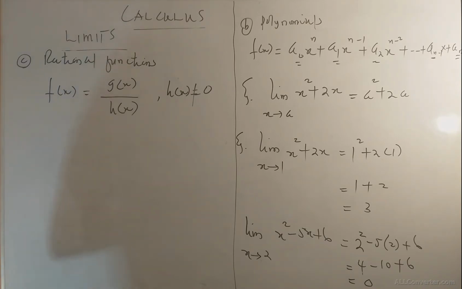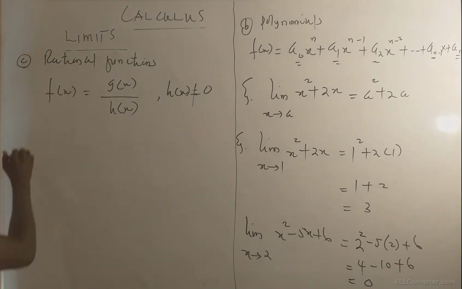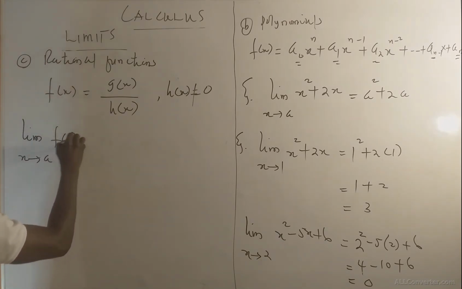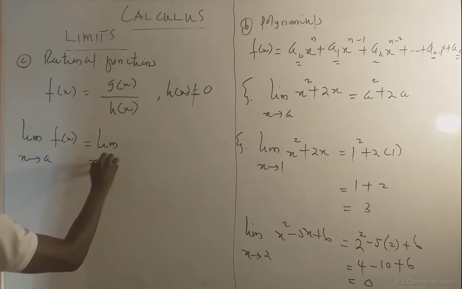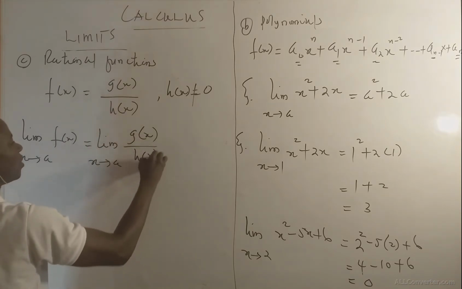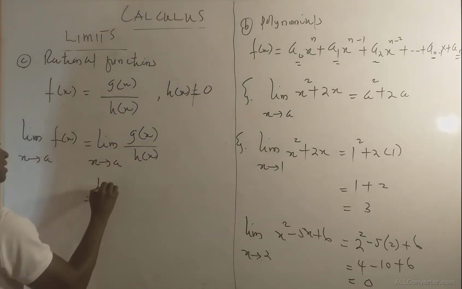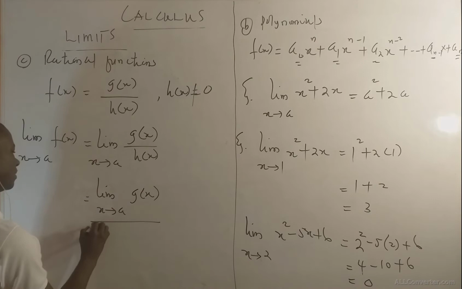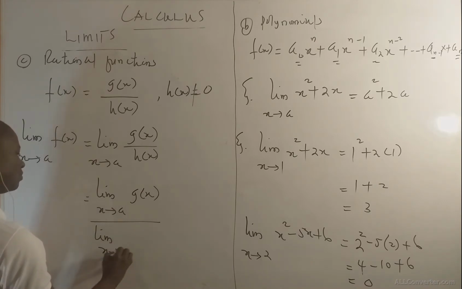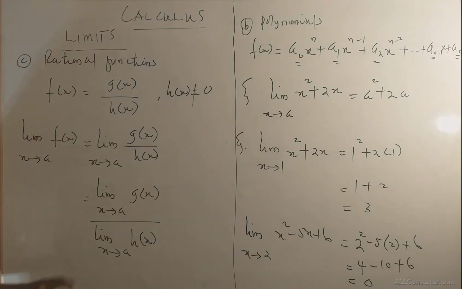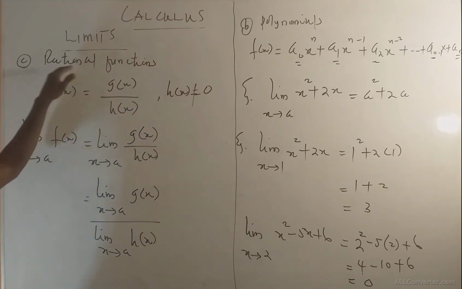So when you are taking limit of rational functions, let's look at how we take limit. If you have limit as x approaches a of the function f of x, where f of x is g of x over h of x, it will be the limit as x approaches a of the numerator g of x, all over the limit as x approaches a of the denominator h of x. So we take limit of the numerator, then we take limit of the denominator. That's the limit of rational functions.